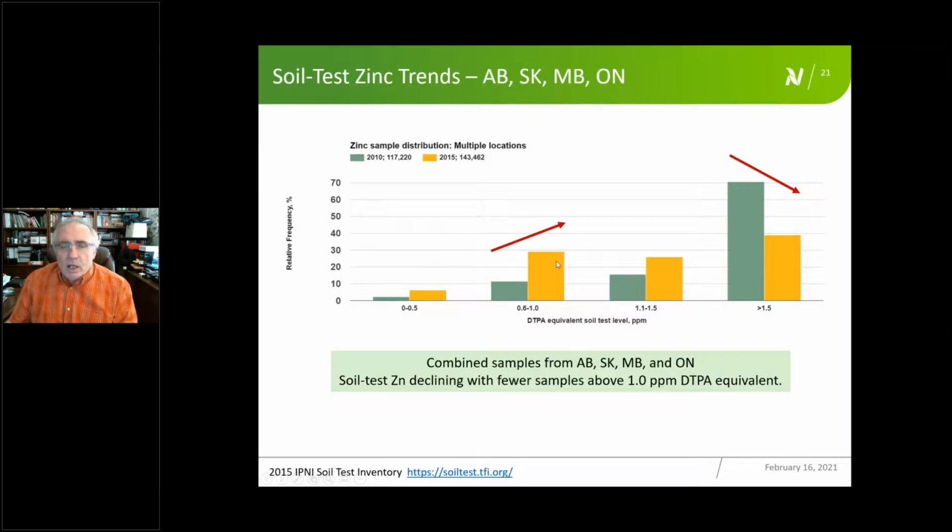I like to see about 1 to 1.5 parts per million zinc for most crops, although for some crops like flax, and in some cases corn and dry beans, 1.5 would be kind of the minimum where I would like to maintain that. So again, it varies by crop, but it's something to pay attention to in your soil tests.